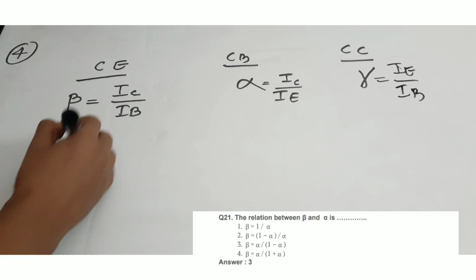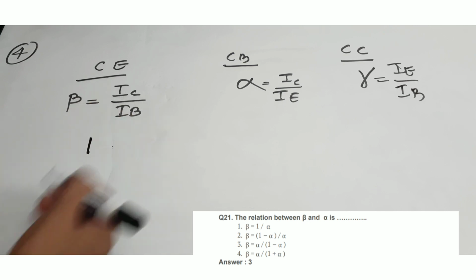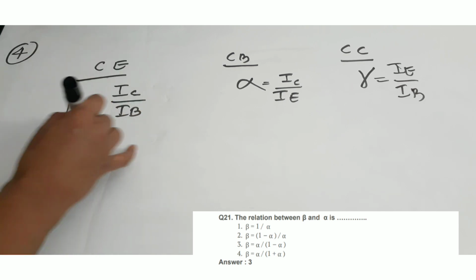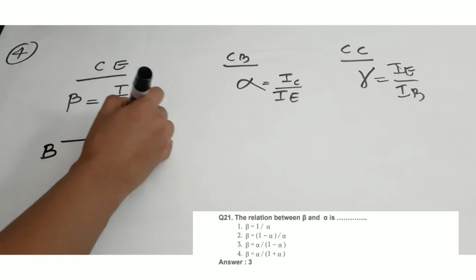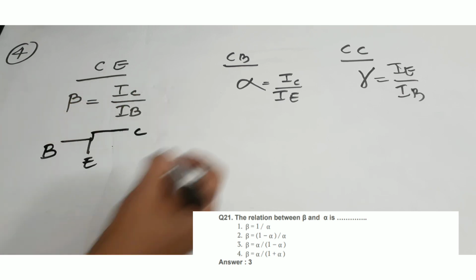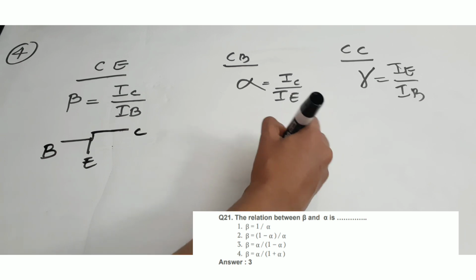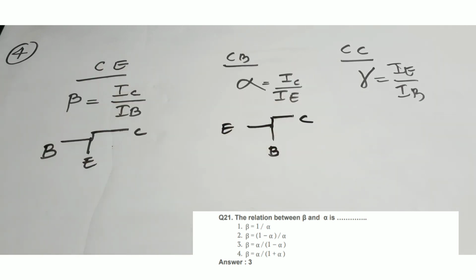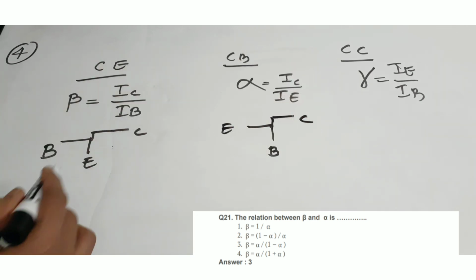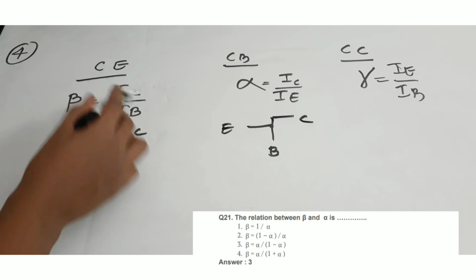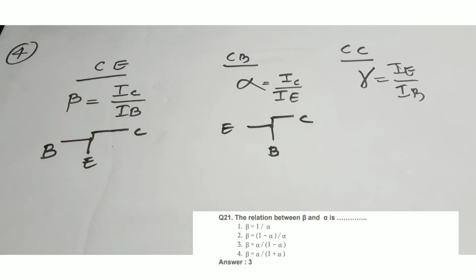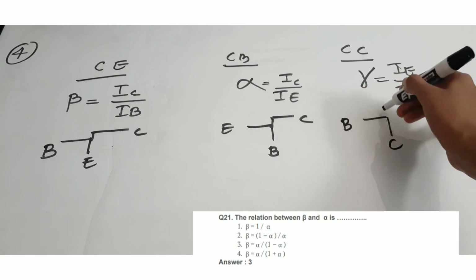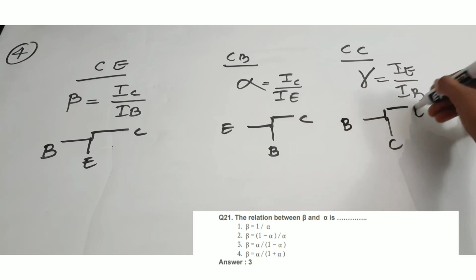I'll also try to draw the case, that is where the input is given, where the output is taken. So this is common emitter, right? Emitter is common, input is given to base, output is taken from collector. And here the base is common, input is given to emitter, output is taken from collector. So by using this, you can recognize how this expression is coming. Here collector is common, input is given to base, output is taken from the emitter side.